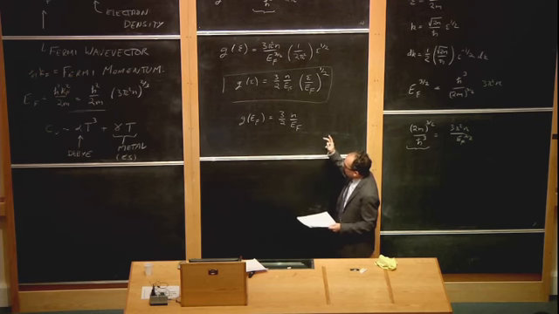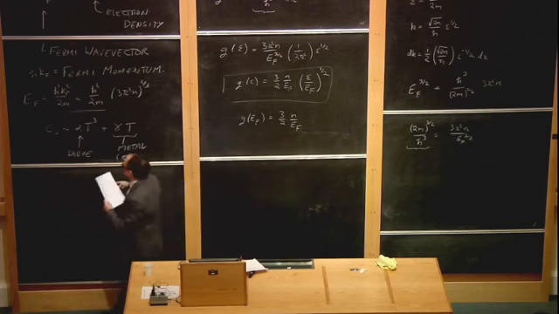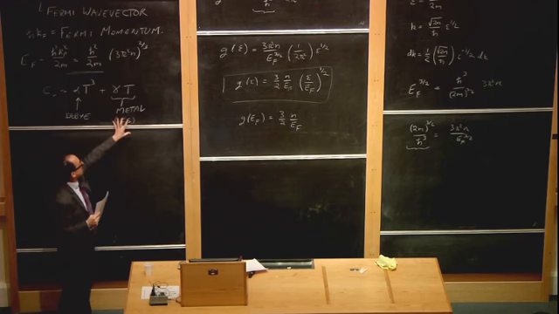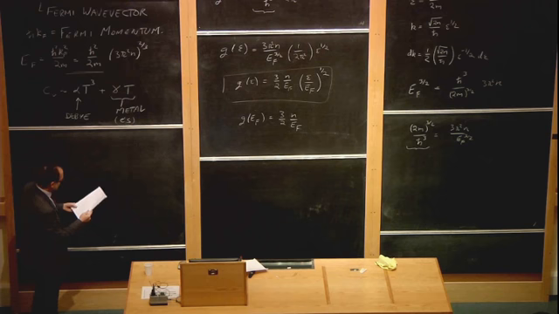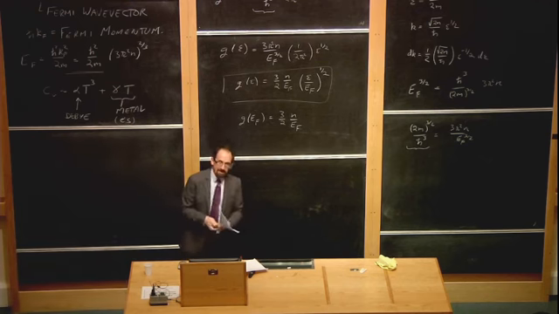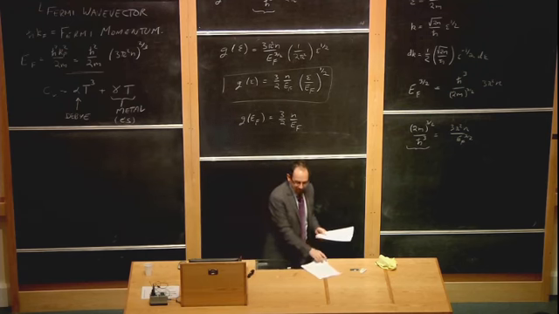OK, at any rate, now we're going to try to use this result. We know the density of states per unit volume, and we're going to use this to figure out the heat capacity of the electrons at low temperature. Now, there's always more than one way to do something. There's the right way, and there's the cheating way.